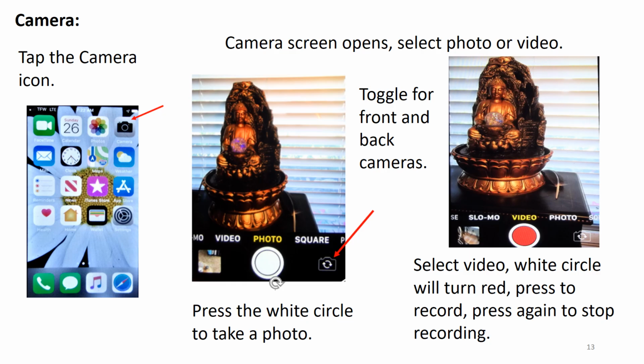Camera. Tap the camera icon. Camera screen opens. Select photo or video. Toggle for the front and back cameras. Press the white circle to take a photo. Select video. White circle will turn red. Press to record. Press again to stop recording.